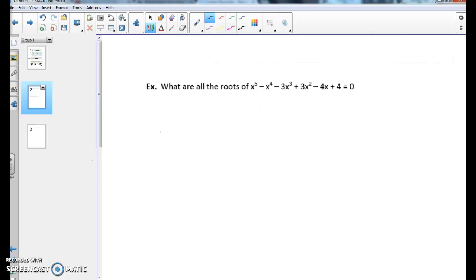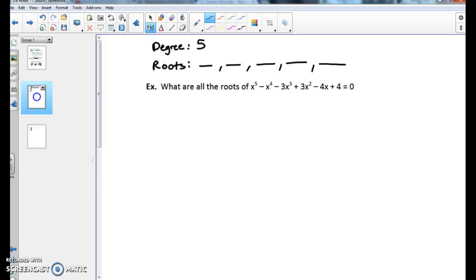This problem says, what are all the roots of x to the 5th minus x to the 4th minus 3x cubed plus 3x squared minus 4x plus 4 equals 0? So what's our degree here? Well, we are degree 5, so that means we should have 5 roots. So 1, 2, 3, 4, 5.